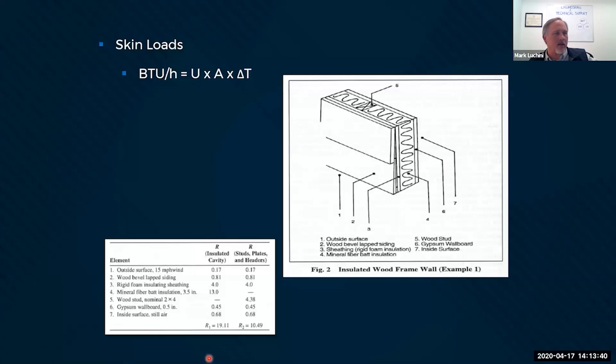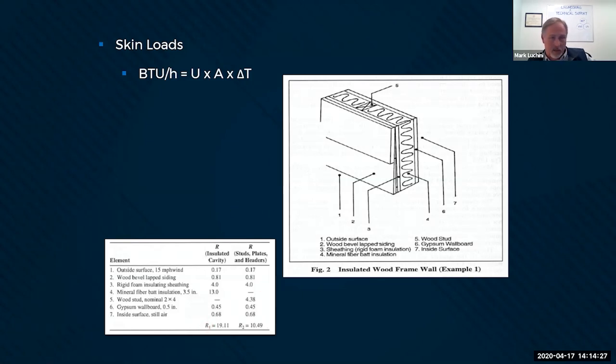In order to do that, we calculate the R value for the cavity and the R value for the stud. So all the components are the same in that sandwich except for the insulation at R13 and the wood stud, 3.5 inches, which is an R4.38. Add each of those up, and each path has an R value. R1 is for the insulated cavity, about 19, R2 for the wood stud, about 10.5. The U value for each of those is the inverse. So 1 over 19 is, I don't know, 0.05, something like that.